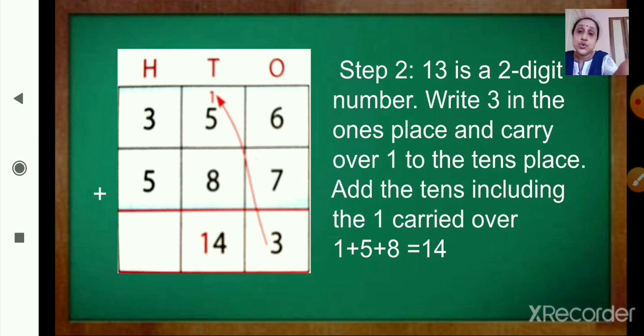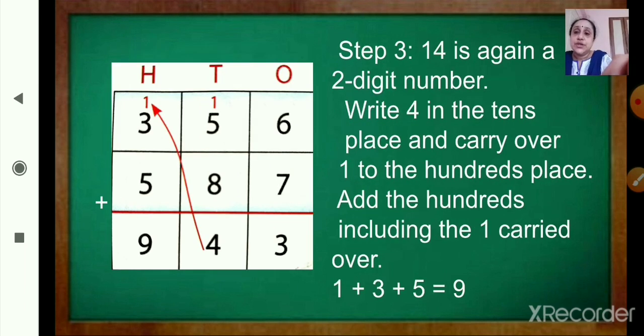Now see step 2. 13 is a 2-digit number. Write 3 in the ones place and carry over 1 to the tens place. Now again add the tens including the carried over 1. So 1 plus 5, 6, and 6 plus 8, 14. We have to write only 4 there. And again the 1 will be carried over to the hundreds place.